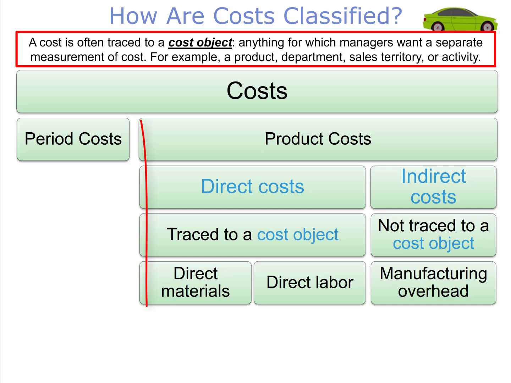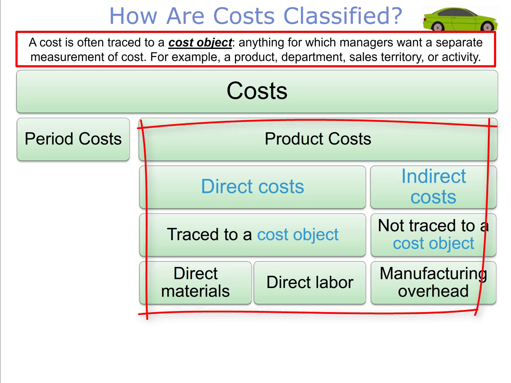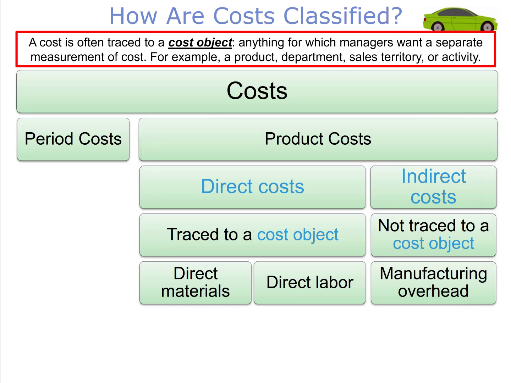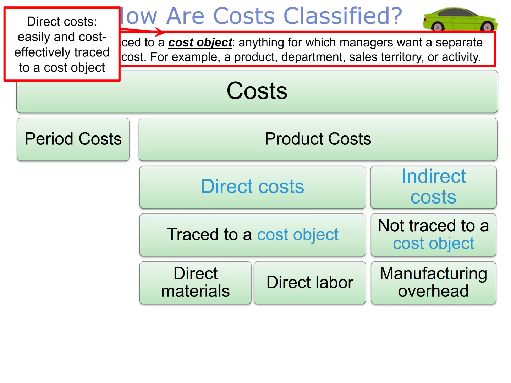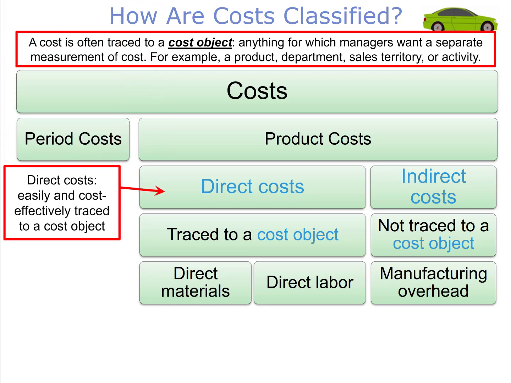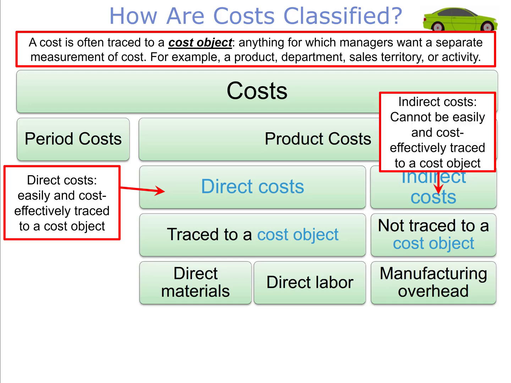Now let's talk further about product costs. All product costs are either a direct cost or an indirect cost. Direct costs are costs easily and cost-effectively traced to a cost object, like the guitar. Indirect costs cannot be easily and cost-effectively traced to a cost object. Direct costs are further broken down into direct materials and direct labor.